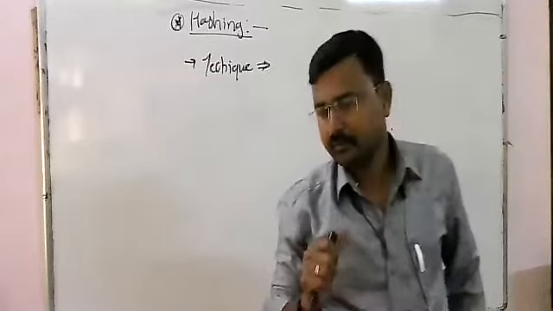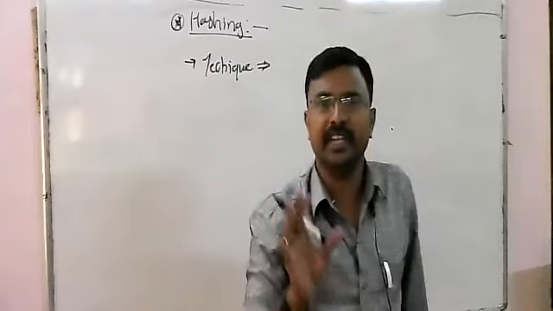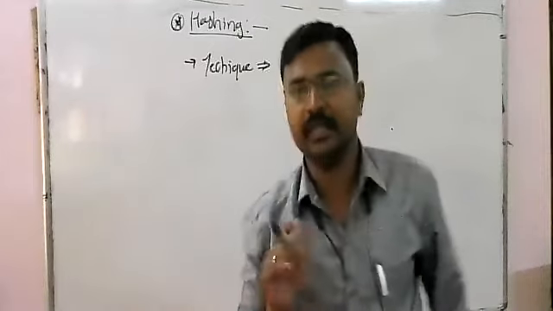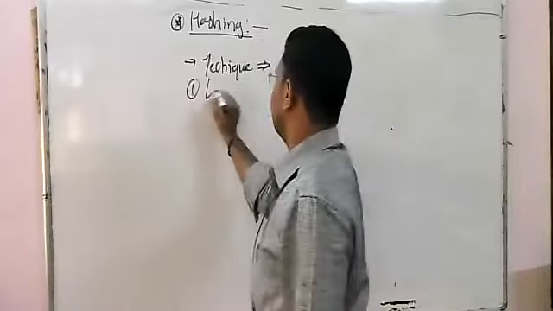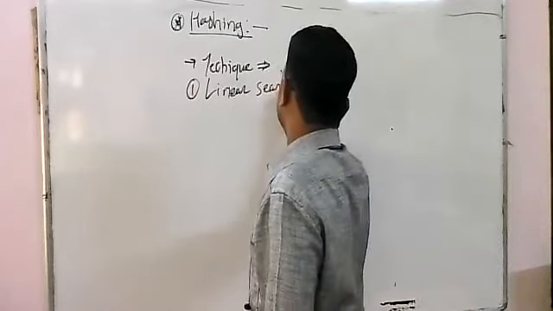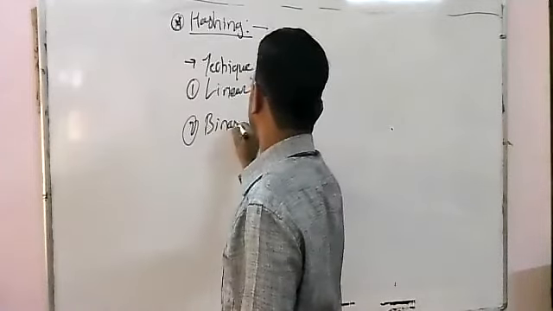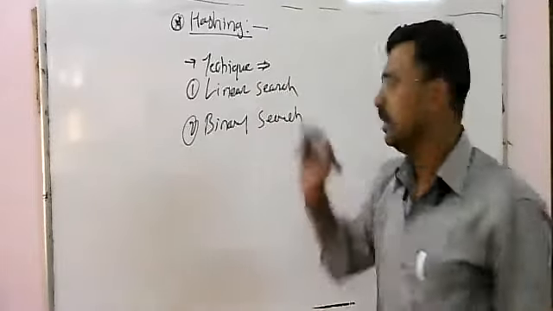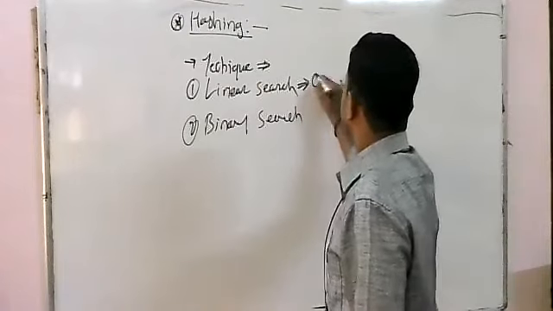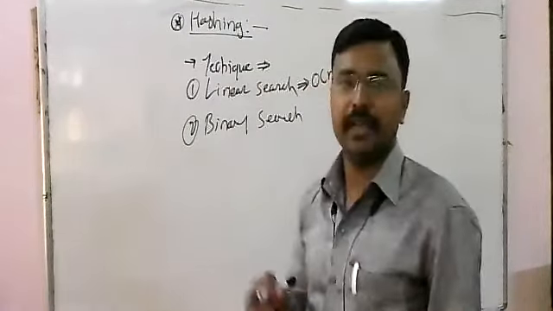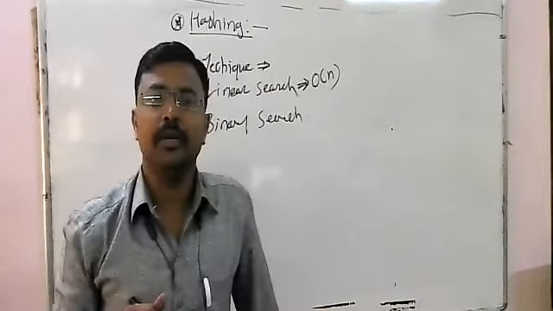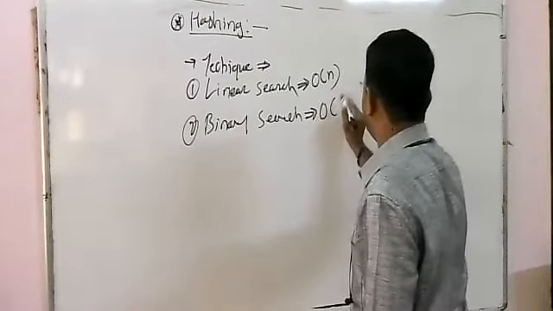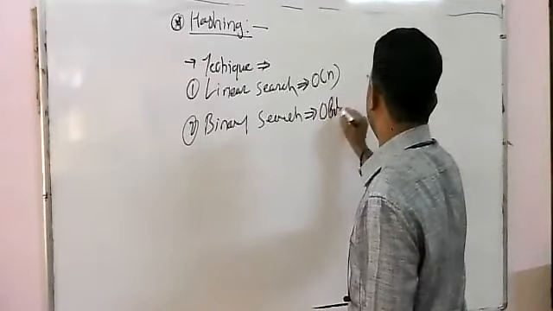Now, as we know, there are two searching techniques available in a data structure. The first one is linear search and another one is binary search. These are the two techniques available in your data structure, where linear search has a worst complexity of O of N, and binary search has a worst complexity of O of N log N.